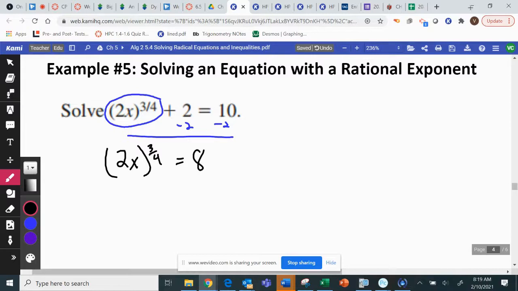So what I do for this is I'm going to raise each side to a power that will cancel out 3/4 and leave me with the number 1. Do you know what it is, Brooke? It would be 4/3. The reciprocal. Yes, 4/3. So we're raising each side by the reciprocal of the exponent.